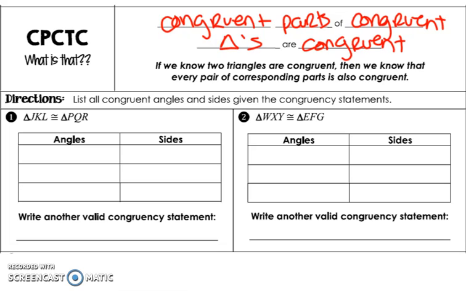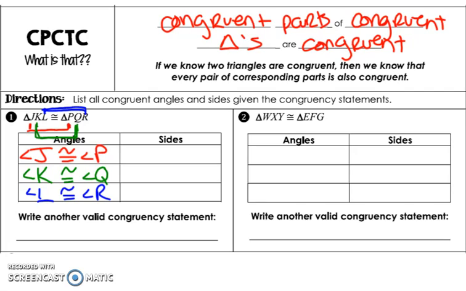So if we look at our congruency statement in number 1, we don't even have to draw the triangle out. If we look, J is in the first spot and P is in the first spot. So that means angle J is congruent to angle P. If we look at the second spot, K is in the second spot and Q is in the second spot. So that tells me angle K is congruent to angle Q. If we look at the end, L is at the end and R is at the end. So angle L is congruent to angle R.